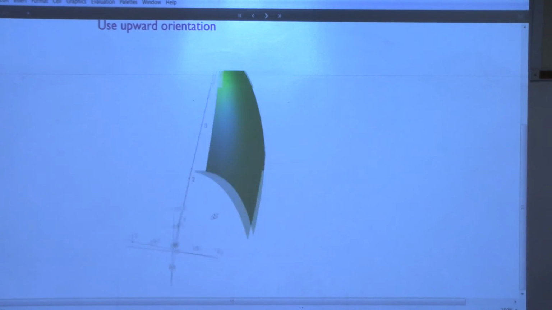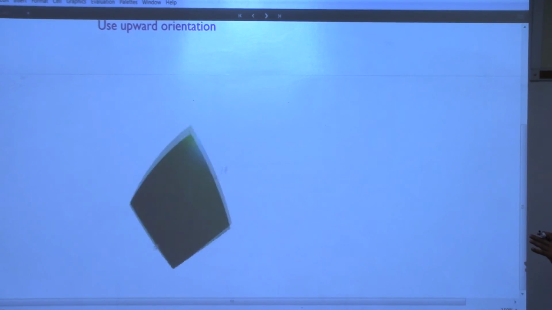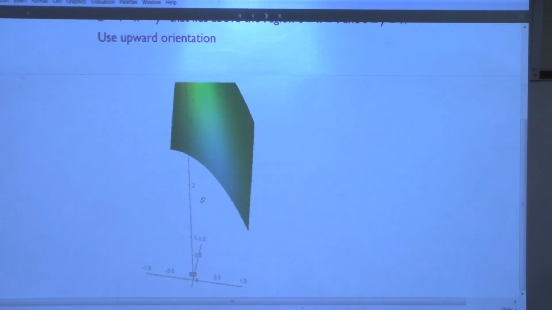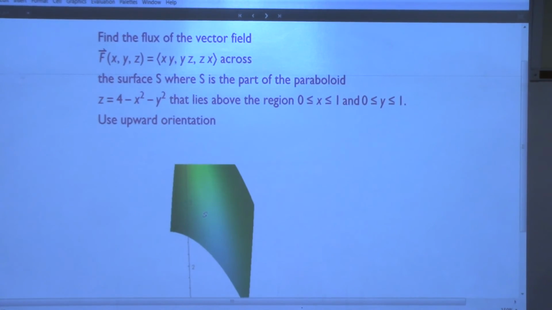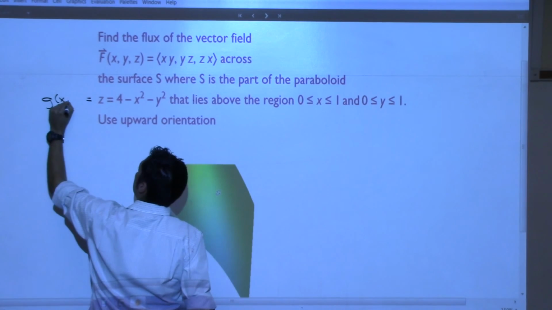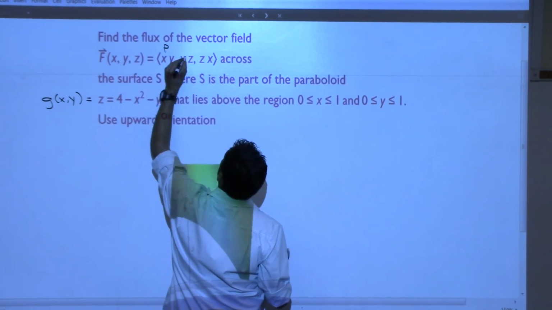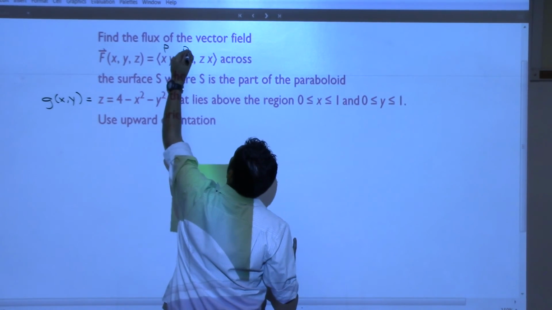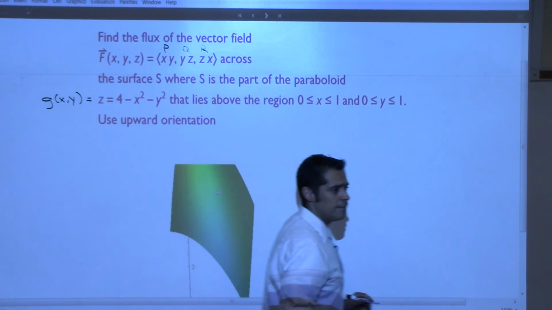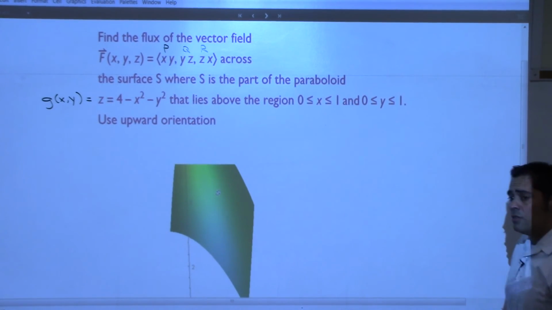Okay, its region, if we look at it straight down, the region on the ground is a rectangle. And that is a function of x and y, isn't it? So this is g of x, y. This is P, Q, R, right there. And since it is a function of x and y, I can use a shortcut.